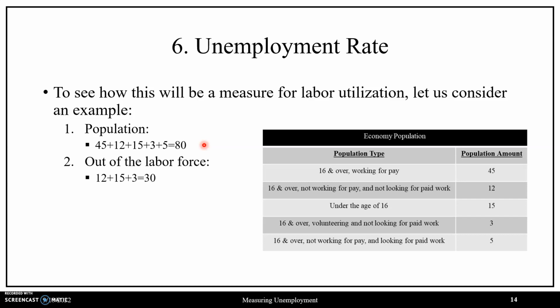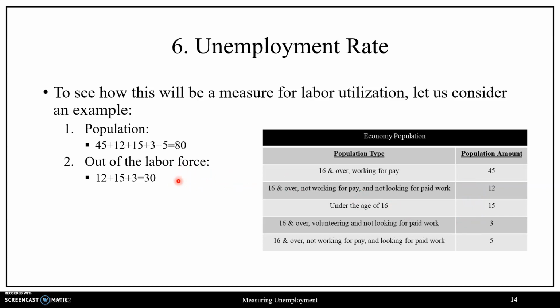So this means they're either going to be under the age of 16 or they are not working for pay and are not looking for paid work, which just means that this is going to be classification 2 and 3, as well as 4. So giving us a sum of 12, 15, and 3, giving us that there are 30 individuals who are out of the labor force.